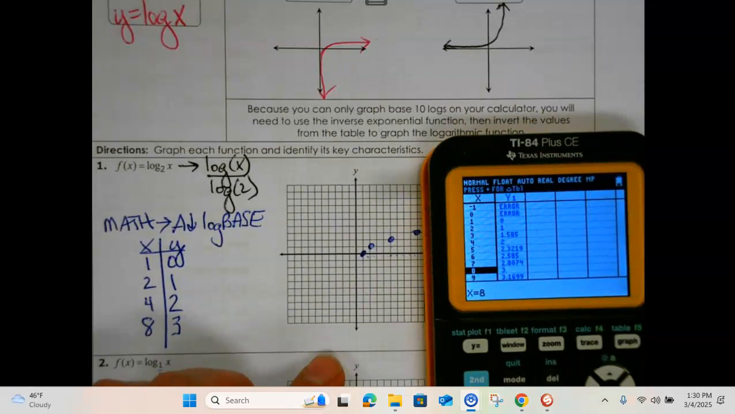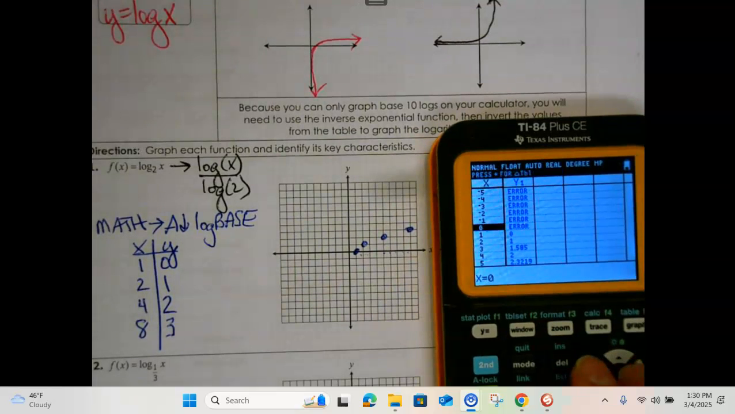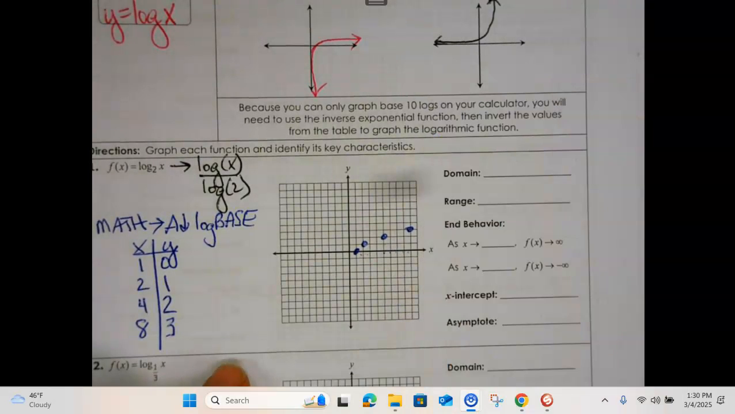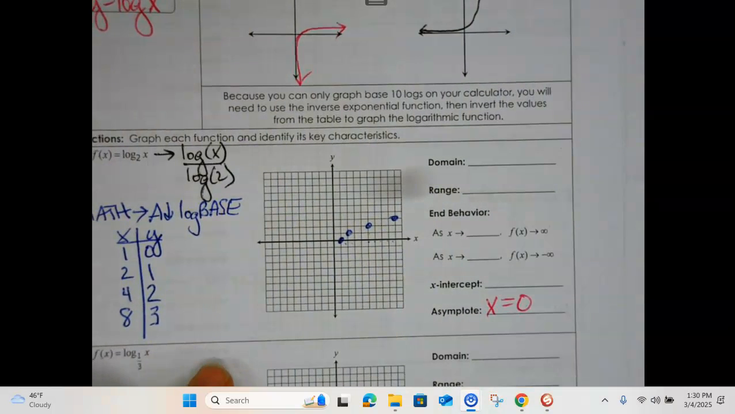Let me come back over here for a second. When I start seeing all these error messages and things again as I go to the left, like, wait, what's going on with all these? Error. That means this value doesn't exist over there. But what it tells you even better is where your asymptote is. Wherever that first error message is, so in this case that's at 0, my asymptote is at x equals 0.